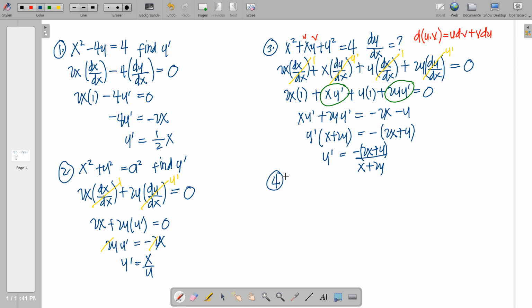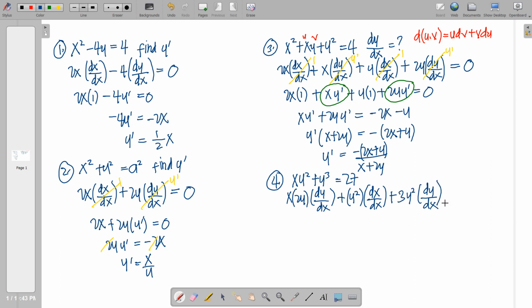So let us try another problem. Say we have x squared y plus y cubed is equal to 27. So the first term here is obviously again a product rule, wherein we're going to execute u dv plus v du. So doing that, we have u dv plus v du, and then differentiate this y cubed as the second term here.